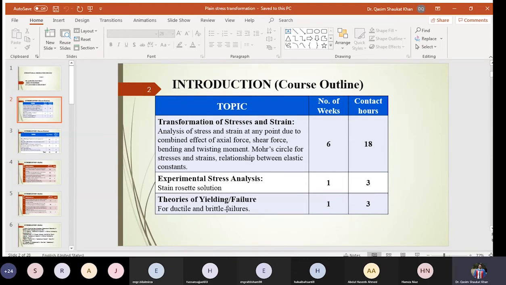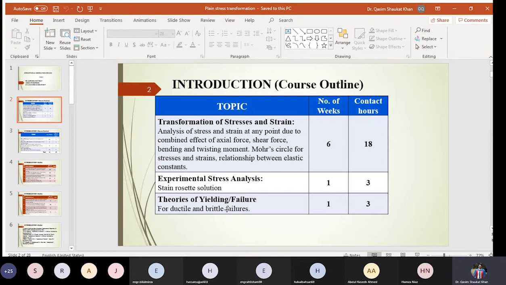Two theories are related to the ductile material, and two theories are related to the brittle material. So this is a brief description of the different course components which we will study, and we will study them in quite detail.